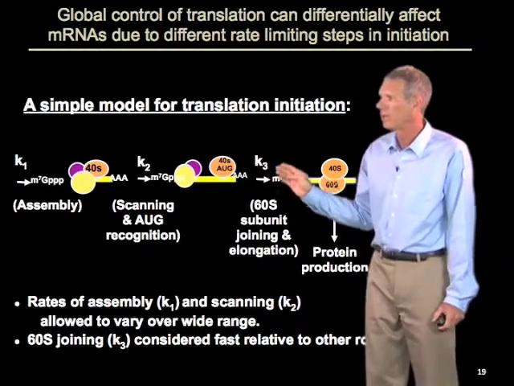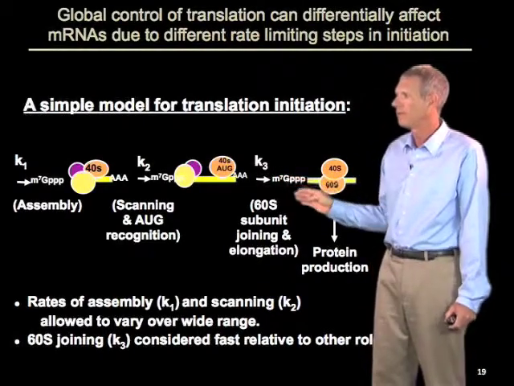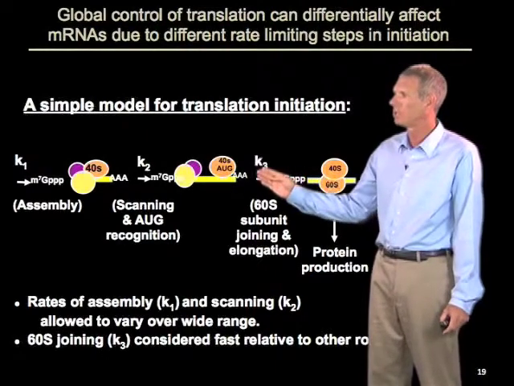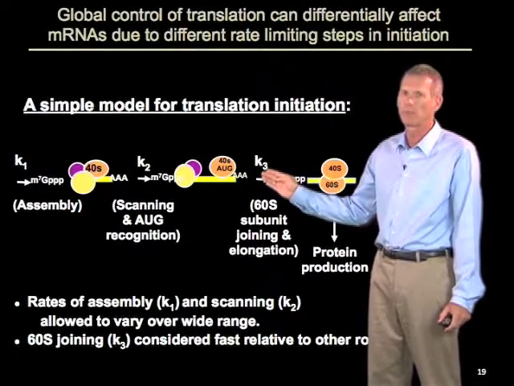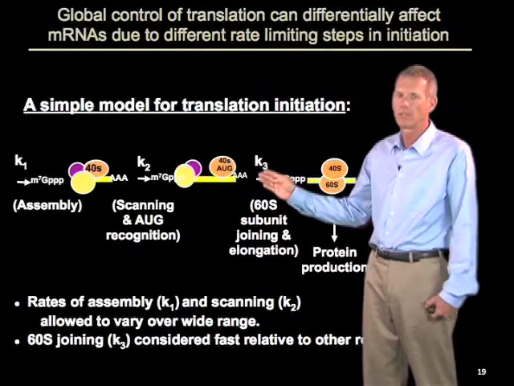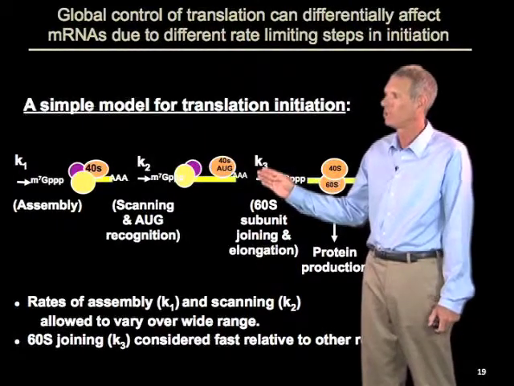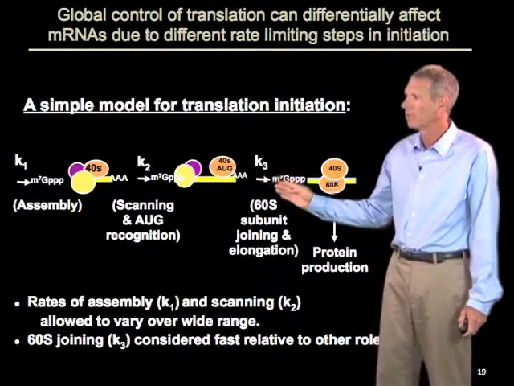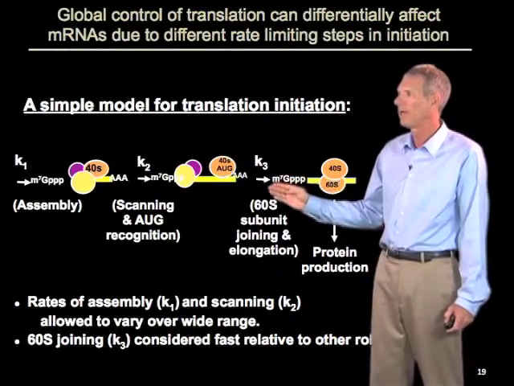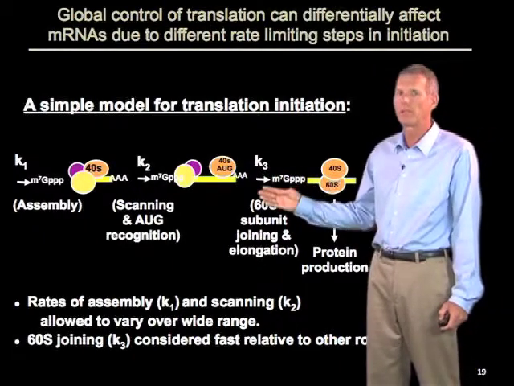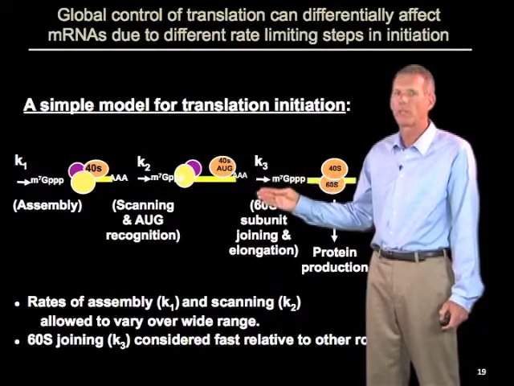Now, we can mathematically model this, and in doing so, we're going to assume that this third step, the joining of the 60S subunit, is relatively fast compared to the other two. And there's evidence in vivo that suggests that's generally true. All right, so what happens if we do that? And then we look at the amount of protein production for how those rates change.